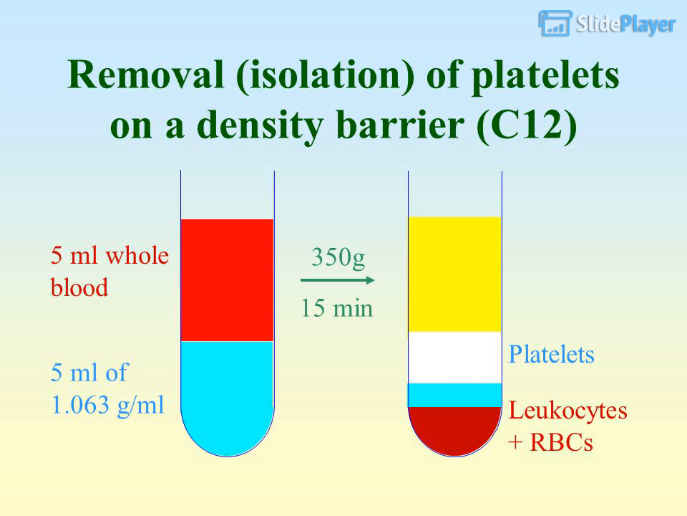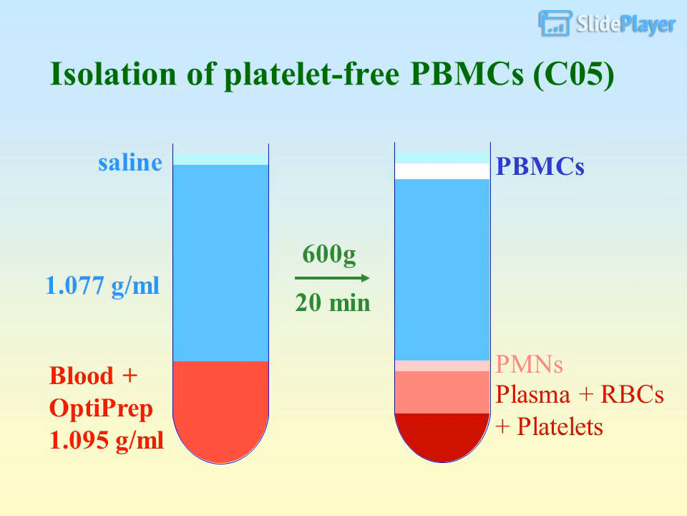Published papers report the excellent yields and function of platelets purified in this manner, see C12. The method may also be used to remove platelets from any leukocyte fraction. PBMCs harvested from a 1.077 g/ml barrier interface must be diluted with an equal volume of saline before layering on the 1.063 g/ml barrier. Isolation of platelet-free PBMCs, C05. Blood plus OptiPrep, 1.095 g/ml.